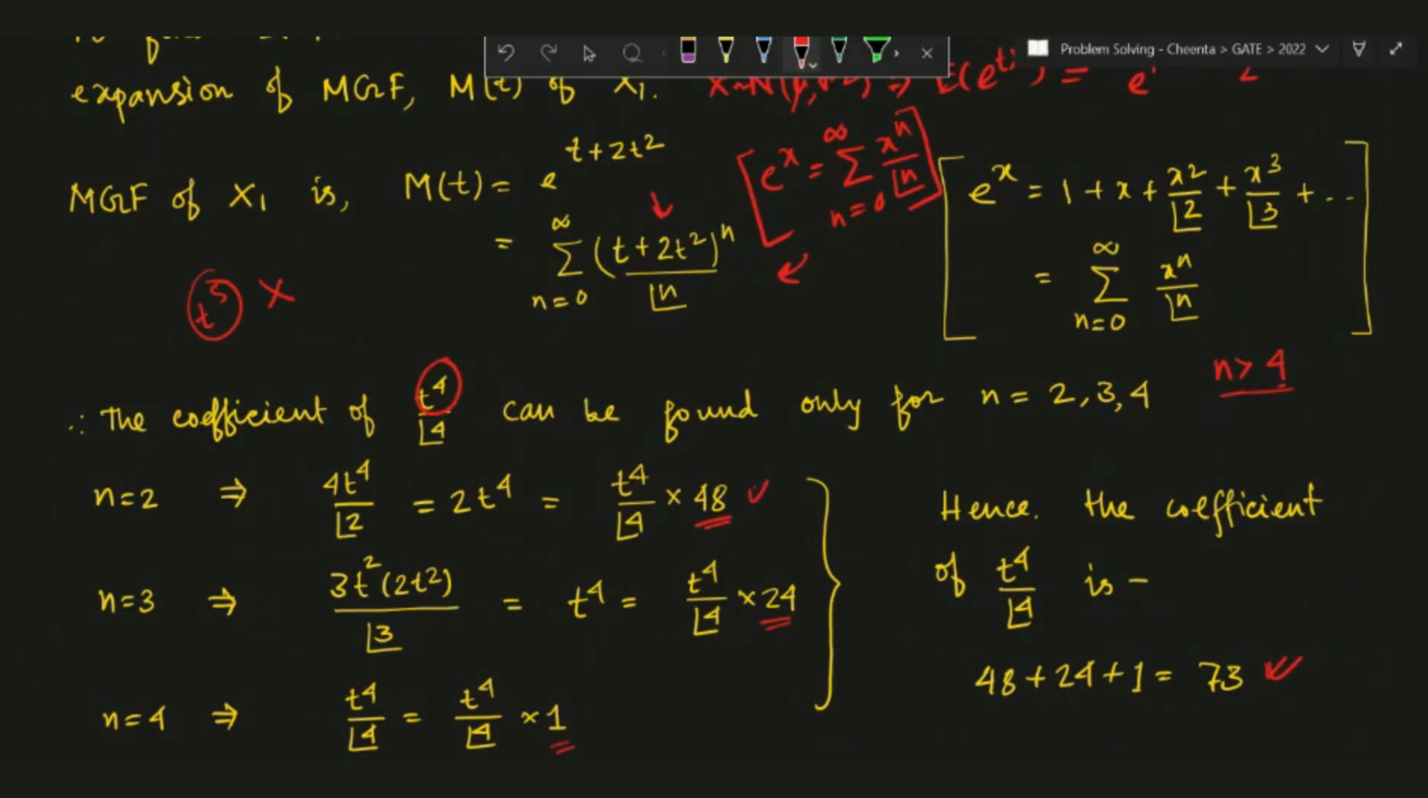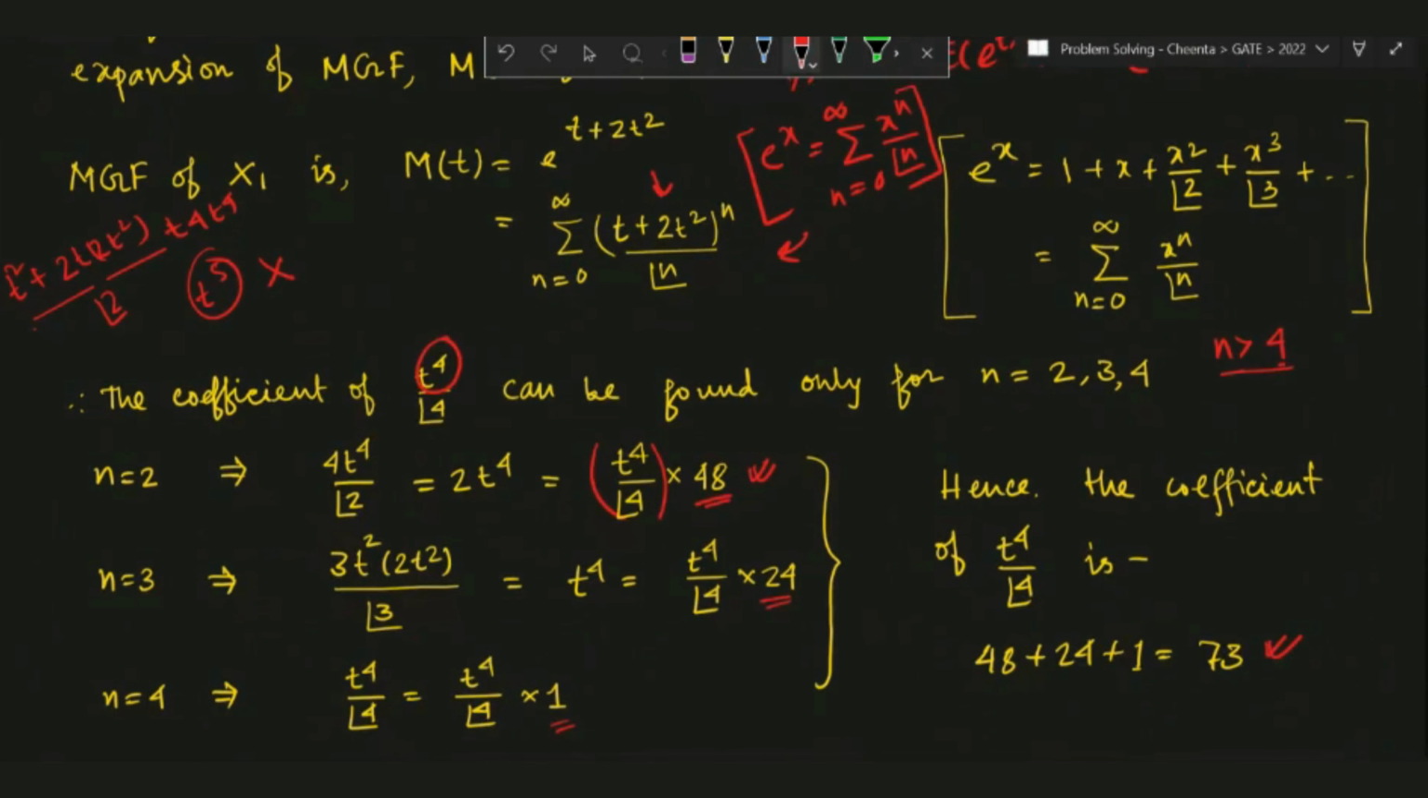You can check this by expanding the binomial term. For n equal to 2, this will be (t square plus 2 into t into 2t square plus 4t to the power 4) by 2 factorial. From this we get that t to the power 4 by 4 factorial has a coefficient of 48, because we need to adjust for t to the power 4 by 4 factorial here. Similarly, we get 24 and 1. You can check by yourself also.